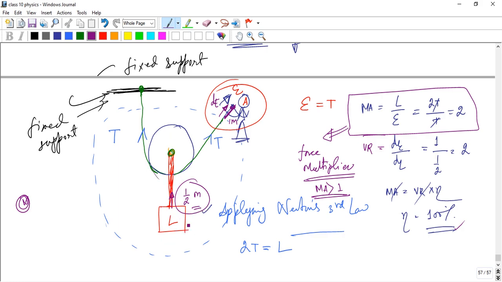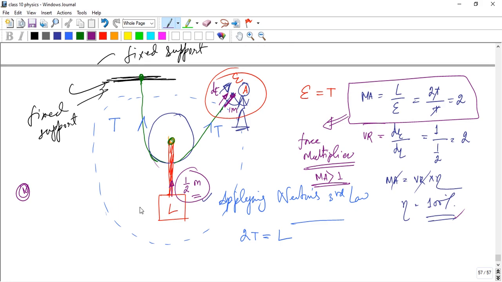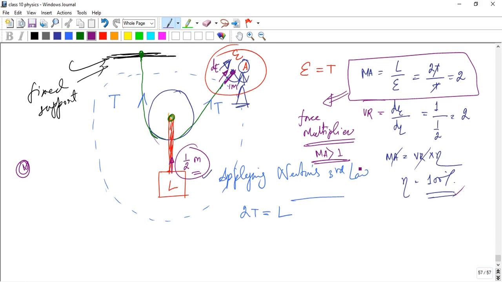Okay, now the efficiency is always 100%, which means no loss. There is a loss due to air or friction, but we ignore those losses here. Okay, now we discuss one fixed and one movable pulley.